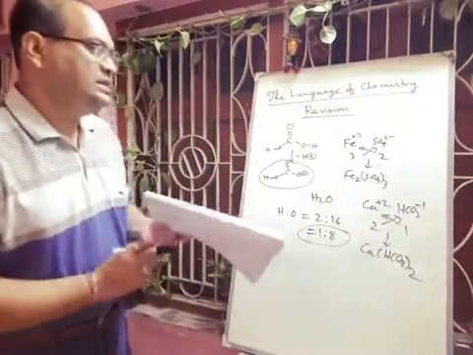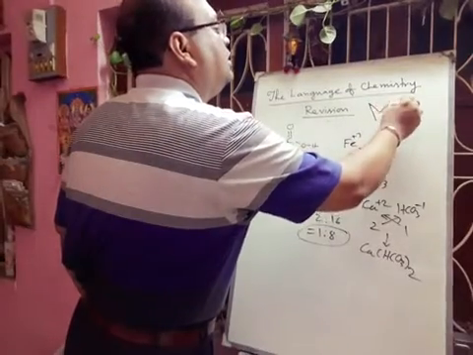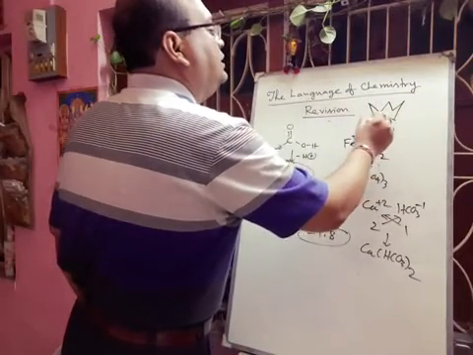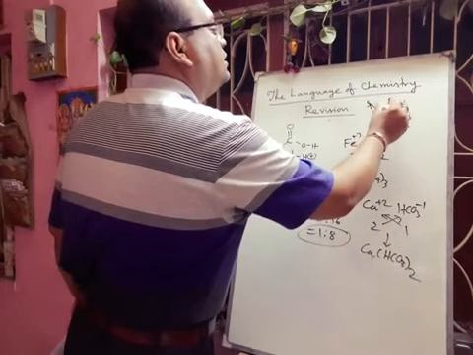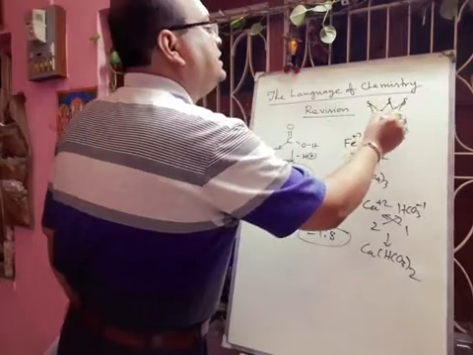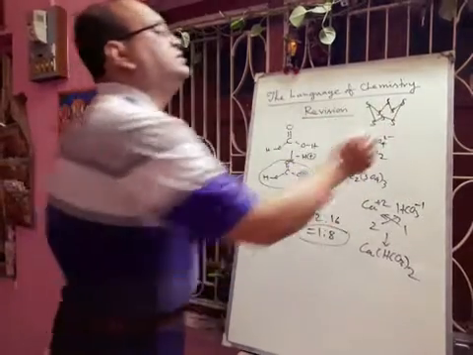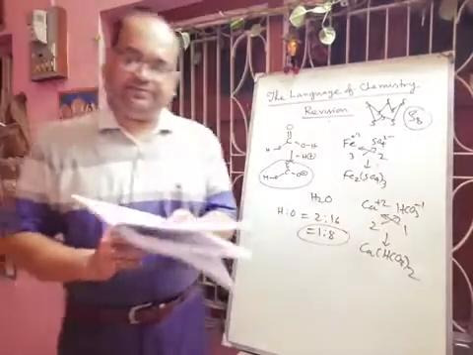Its structure will be like a crown, and there the sulfurs are situated. So 1, 2, 3, 4, 5, 6, 7, 8. S8. That is why it is octaatomic.